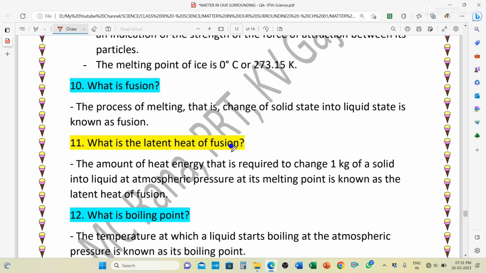What is the latent heat of fusion? The amount of heat energy that is required to change 1 kg of a solid into liquid at atmospheric pressure at its melting point is known as the latent heat of fusion. But remember, the latent heat of fusion only changes the state from solid to liquid, but it does not increase the temperature. The heat is being absorbed. The amount of heat that is being absorbed is called the latent heat of fusion. That helps only to change the state, that is from solid to liquid, but it does not increase the temperature.